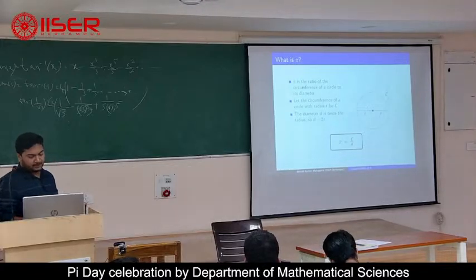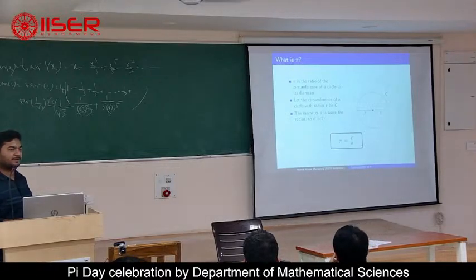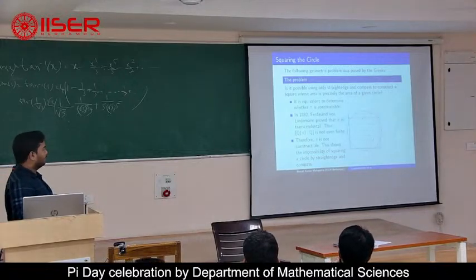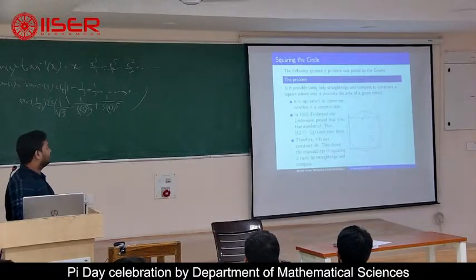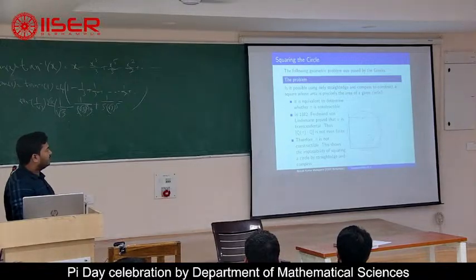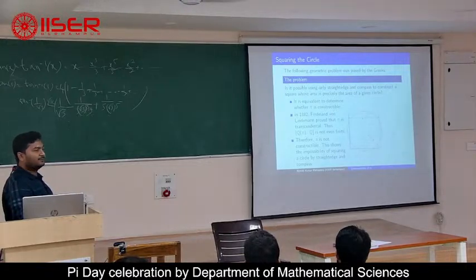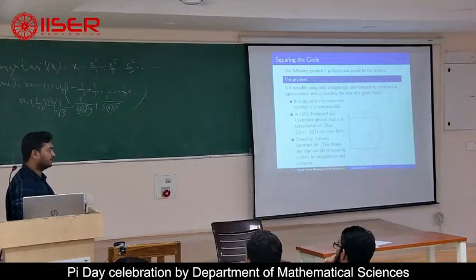Now we come to our main problem: whether pi is constructible by means of these two instruments or not. This is called the squaring of a circle, a geometry problem posed by the Greeks. The problem asks: is it possible using only straight edge and compass to construct a square whose area is precisely the area of a given circle? This question is equivalent to asking whether the square root of pi is constructible, or more basically whether pi is constructible.